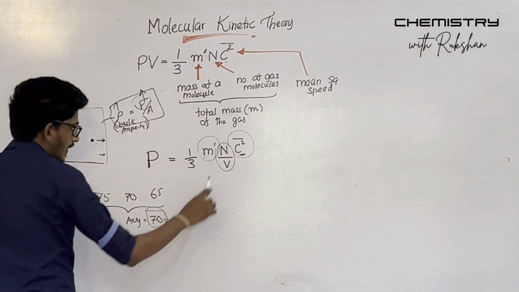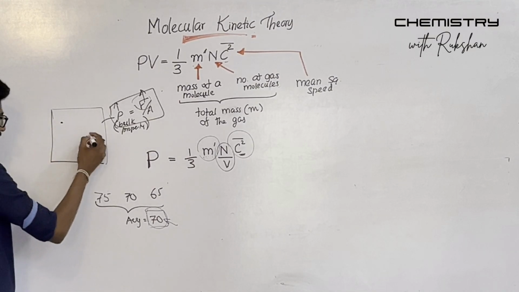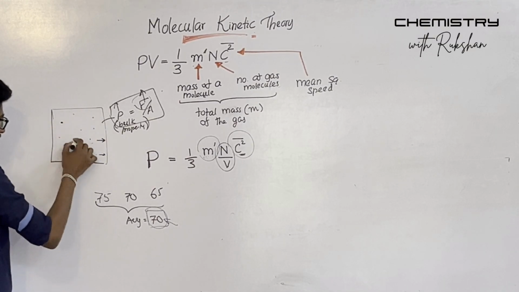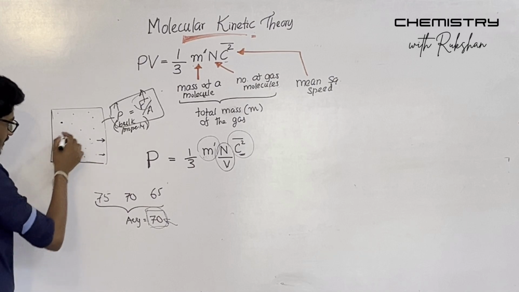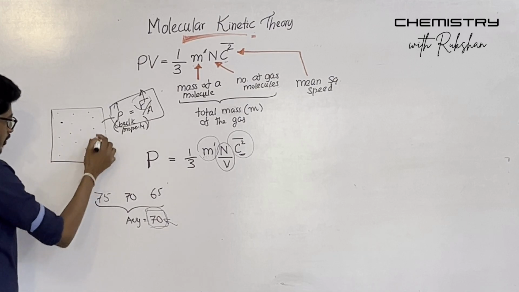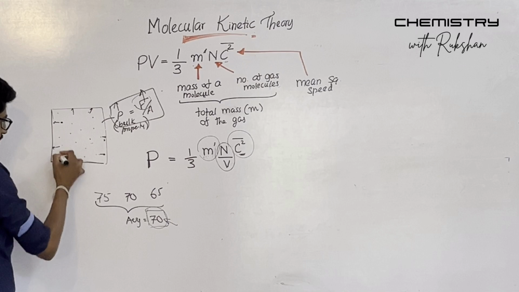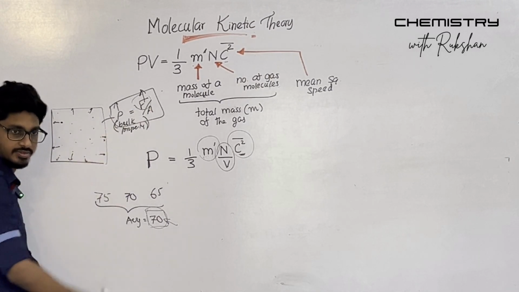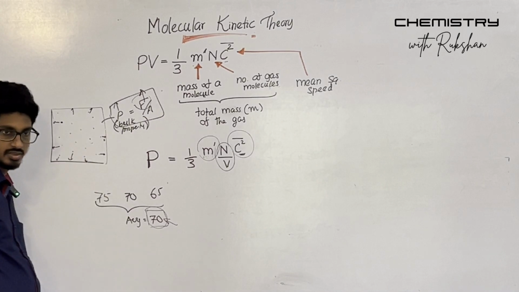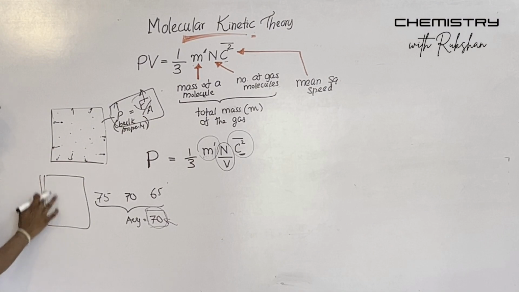Then the concentration. When you have more particles, more gas molecules in unit volume, when the concentration is high, then more collisions will happen with the walls of the vessel. So more force will be exerted on the walls of the vessel, so the pressure will be high, compared with a system with a low number of particles.